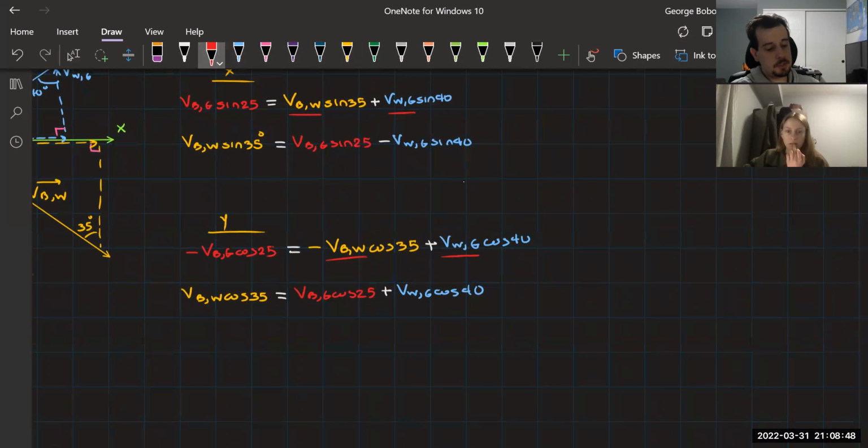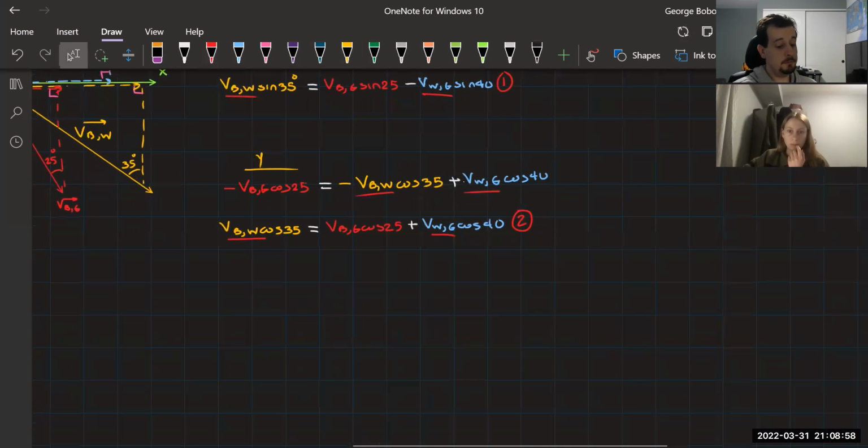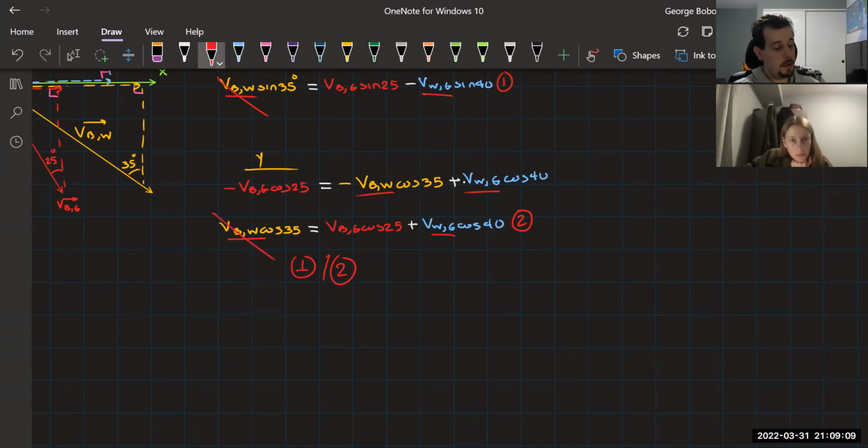Okay, so these are equations 1 and 2. Here's one of your unknowns, here's the other one. What you can do again, I love dividing them. So I'm going to divide 1 by 2 so I can create a tangent for the angle. If I divide 1 by 2, these go bye-bye, and then I have sine over cosine, which gives me a tangent.